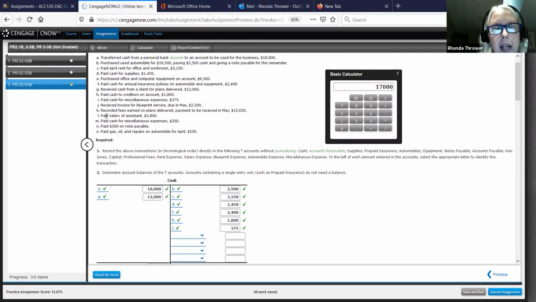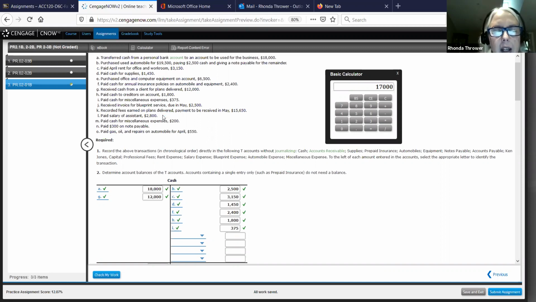For K, it says you recorded fees earned. That's a revenue account. Fees earned on plans were delivered. Payment is to be received in May. So what happened was you worked. So you have some revenue that you've earned in April.